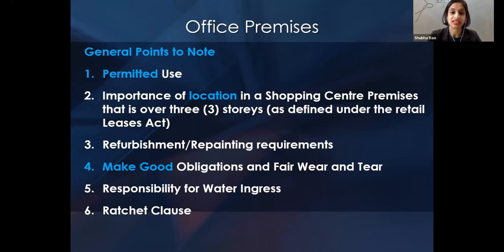The last point that we've seen also is the ratchet clause. So if the retail lease doesn't apply, landlords can actually seek for a ratchet clause to be included, which would mean that when the rent gets reviewed, rent cannot drop below what the current rental was for the previous year. And so that's a good thing for a landlord to have in there, especially in this current climate.